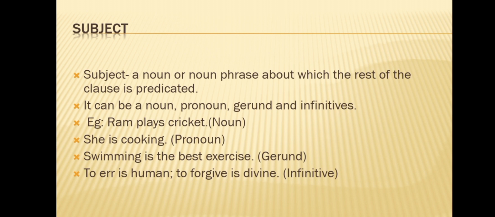Then, to err is human, to forgive is divine. In this sentence, these infinitives, to err and to forgive, these two infinitives frame the subject of this sentence. So you may have already known about the infinitive, right? Infinitive is something which includes the word to at its beginning. So in this sentence, the infinitives to err and to forgive frame the subject of the sentence. So a subject may be a noun, pronoun, gerund, or infinitive. It will be cleared by these examples. Okay. Then we are coming to the verb.